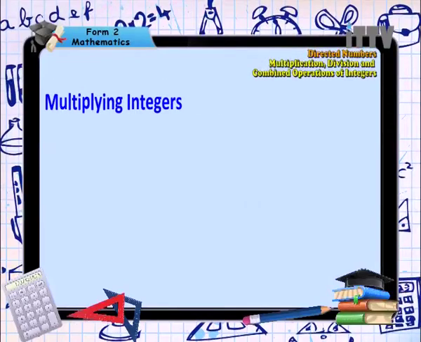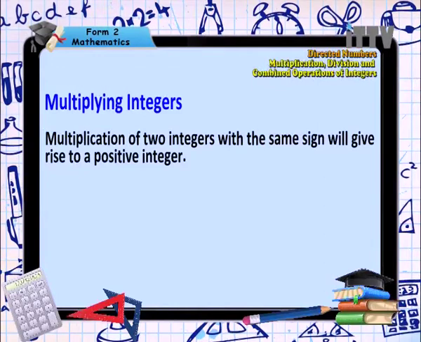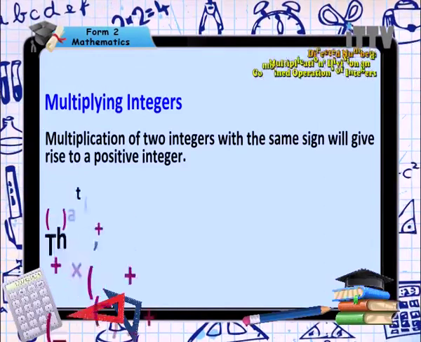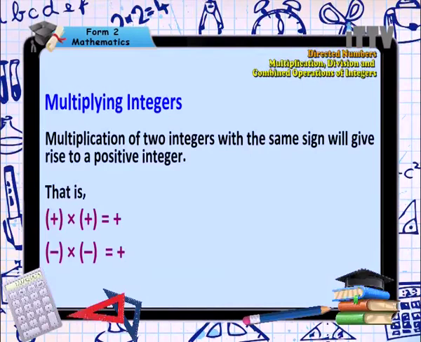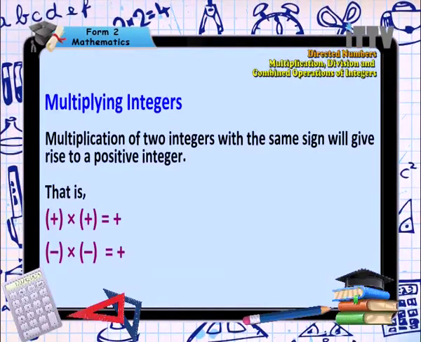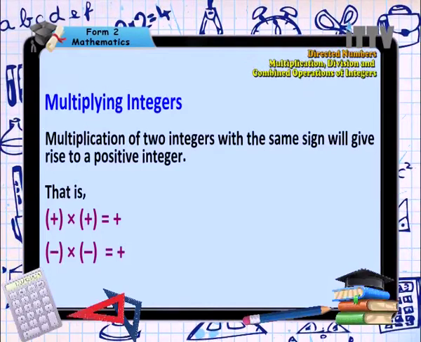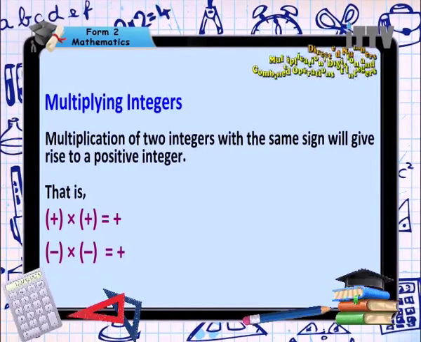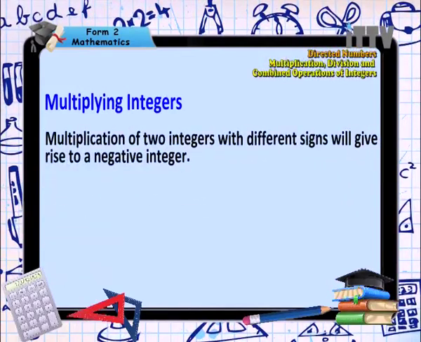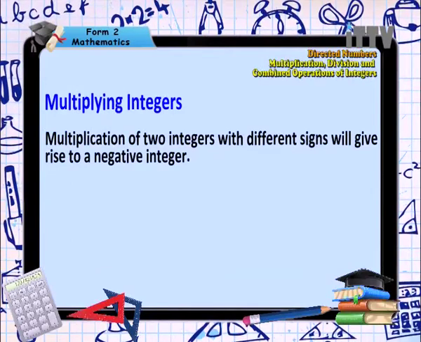Multiplying integers. Multiplication of two integers with the same sign will give rise to a positive integer. That is, a positive integer multiplied by a positive integer will give an answer which is also a positive number. A negative integer multiplied with another negative integer will also give rise to a positive number. Multiplication of two integers with different signs will give rise to a negative integer.